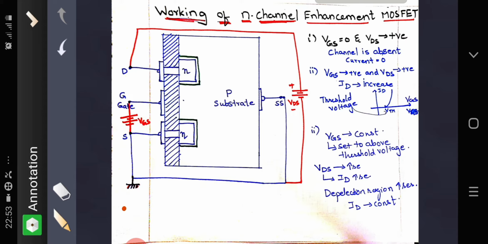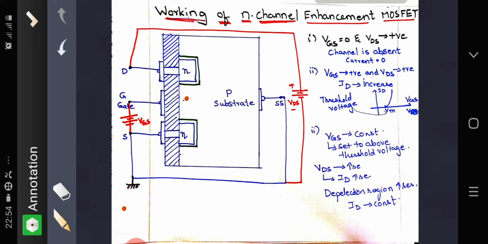The difference between the enhancement and depletion type of MOSFET is, in depletion type there will be a channel present between source and drain, but in enhancement type the channel will be absent. Regarding the construction, almost the construction of the depletion type and enhancement type is the same, except the channel is absent in the enhancement type.